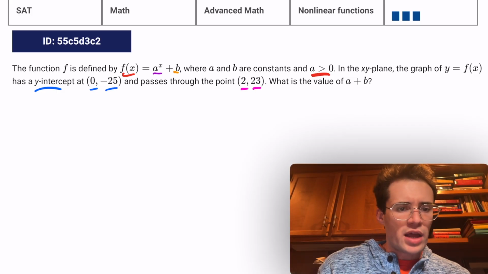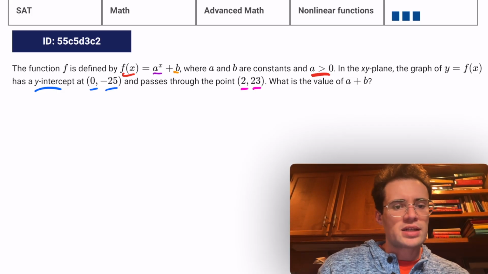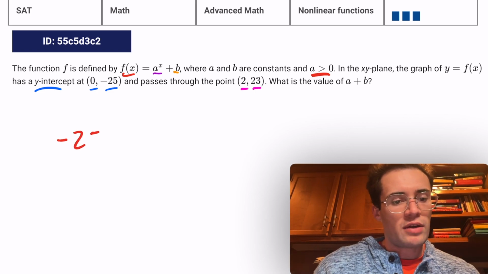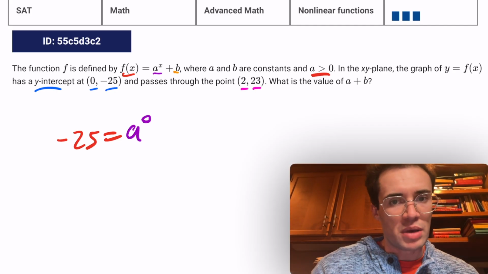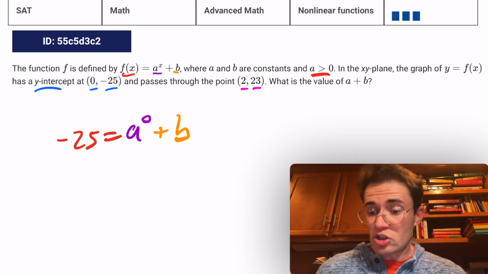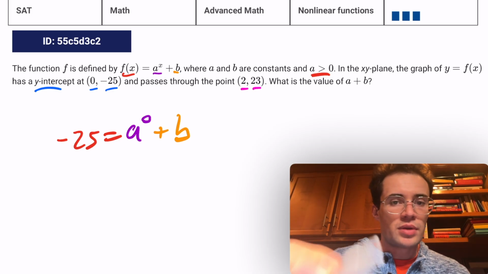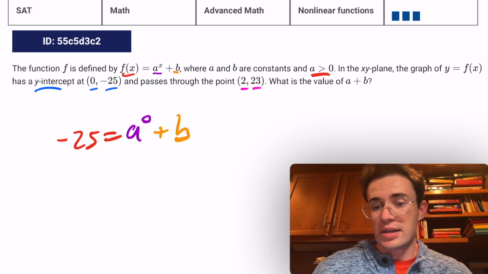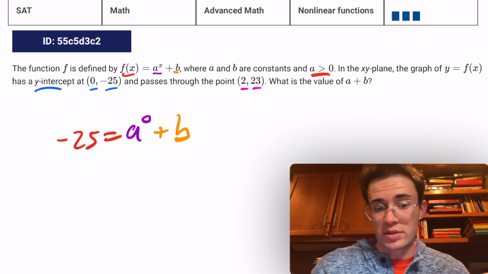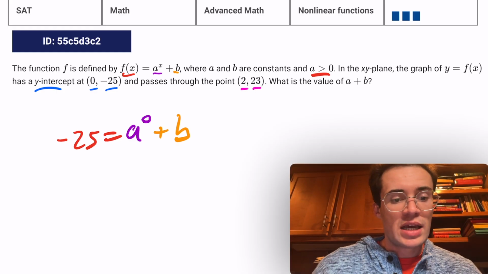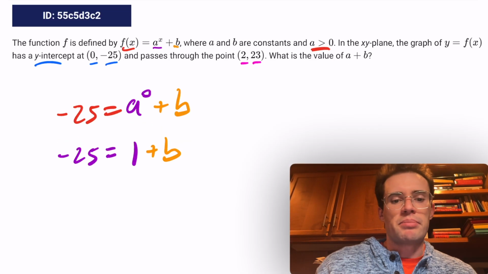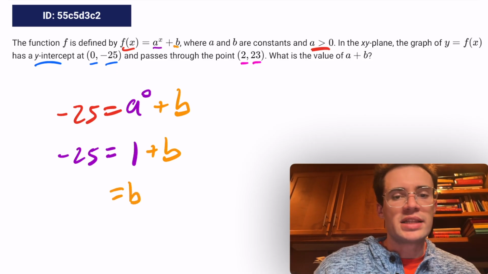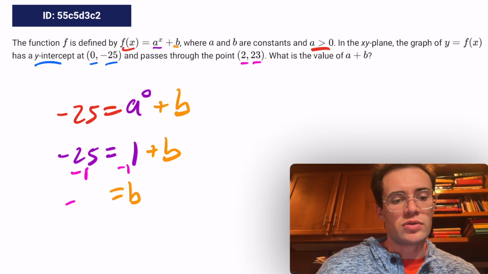First, we can use this y-intercept by plugging in 0 for x and negative 25 for the value of the function. So for f of x, we get negative 25 is equal to a to the 0 power plus b. And anything to the 0 power is 1. So whatever a is, it doesn't even matter that it's positive in this case. Even if it was negative, it'd be the same thing. That gives us negative 25 is equal to 1 plus b. Now to get b alone, you just subtract 1 from both sides. It gives us that b is equal to negative 26.